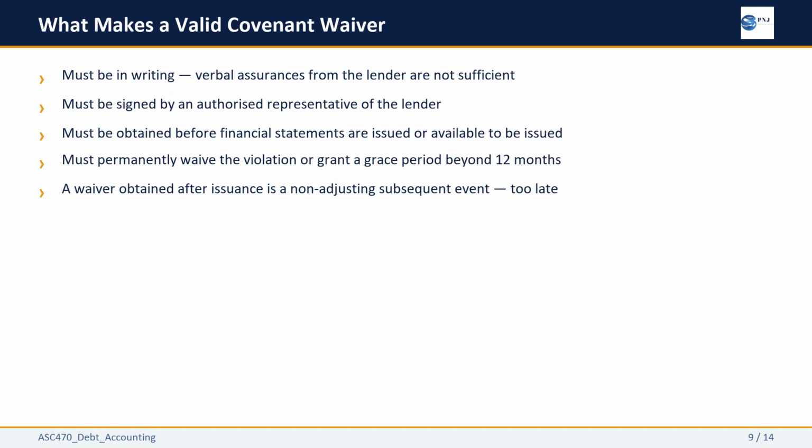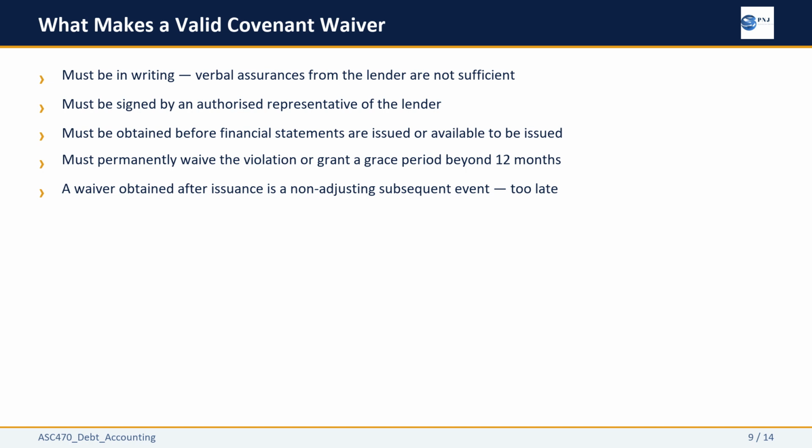Here is the key thing. A waiver is only valid if it meets all four requirements. It must be in writing. A phone call with the relationship manager does not count. It must be signed by someone with authority to bind the lender. It must be in your hands before the financial statements are issued or available to be issued. And it must either permanently waive the violation or give you a grace period that extends beyond 12 months from the balance sheet date. Miss any one of these, and the waiver does not protect you.